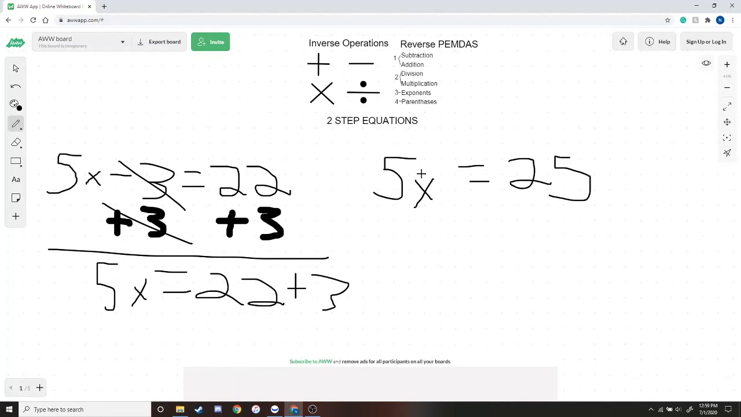Here we can see that x is being multiplied by 5. So to isolate x, we need to cancel out this multiplication of 5. And to do this, we'll use inverse operations. So the opposite of multiplying by 5 is dividing by 5. So on both sides, we will divide by 5.